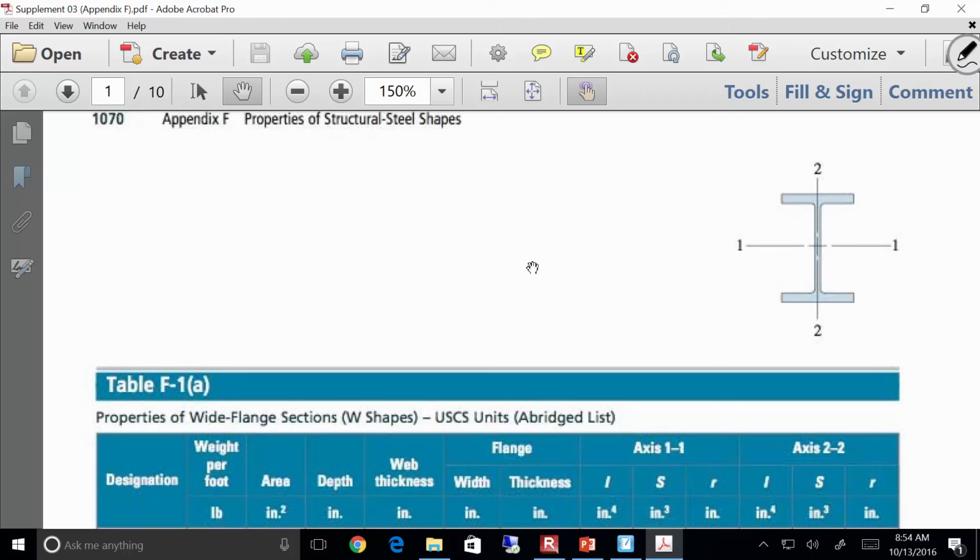So in other words, let's see if I can write here. Bending about 1-1 would look like this. All right, hold on, test my 3D art skills a little bit.